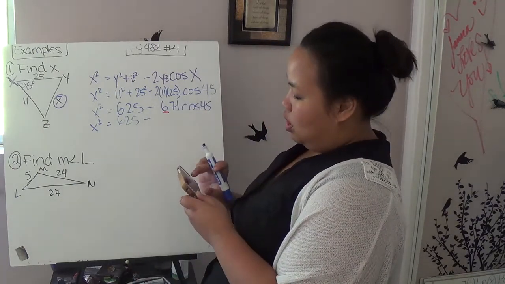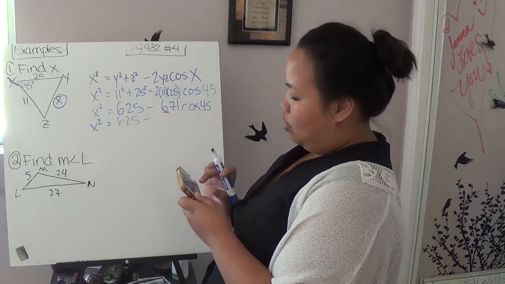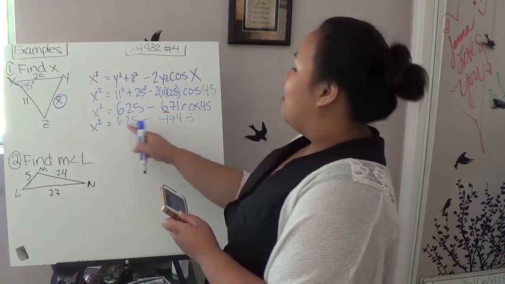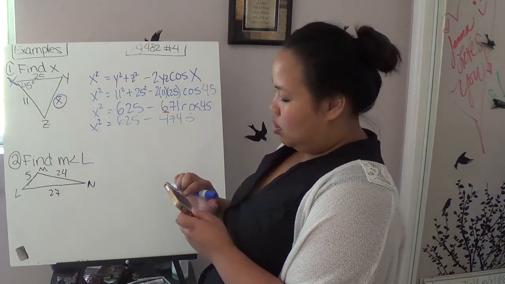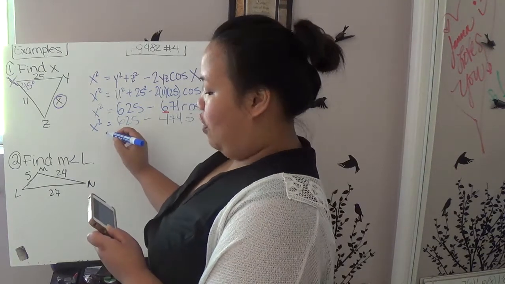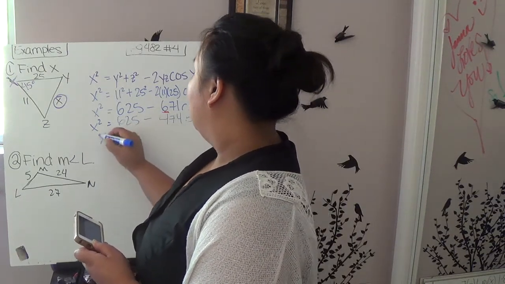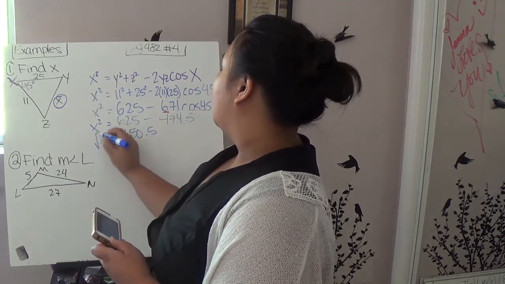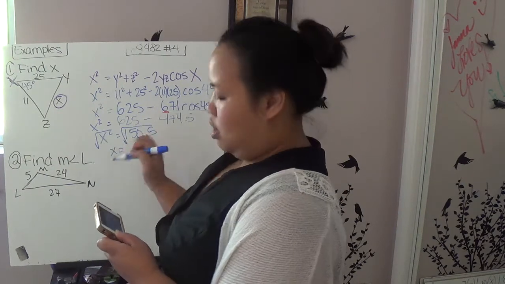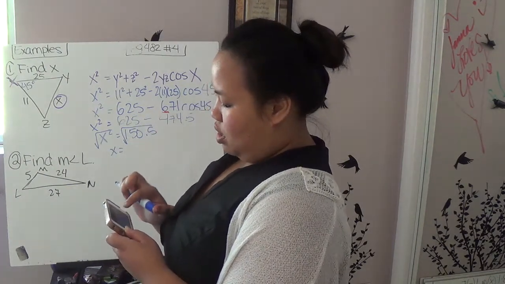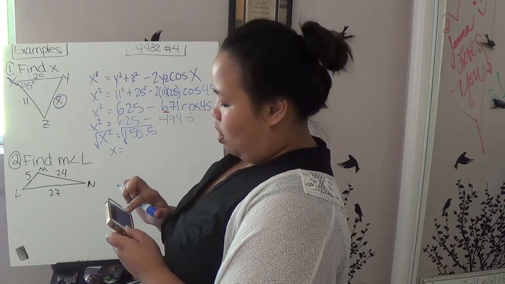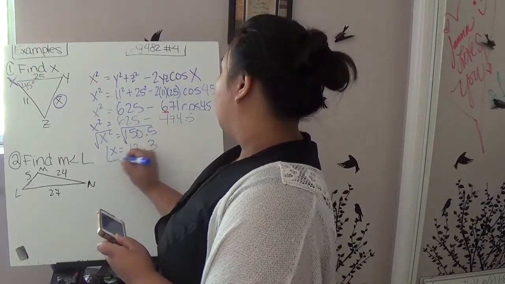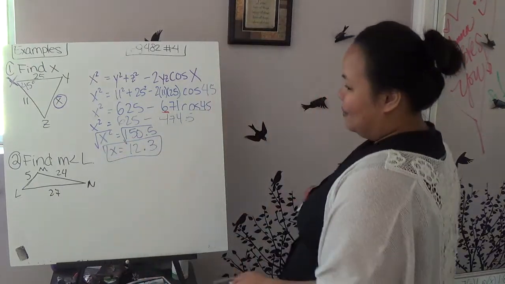671 times cos of 45, which is 474.5. Then I'm going to subtract, which is 150.5. And then I'm going to square root both sides to get me x. Square root of that, 150.5 square root is 12.3. Right?